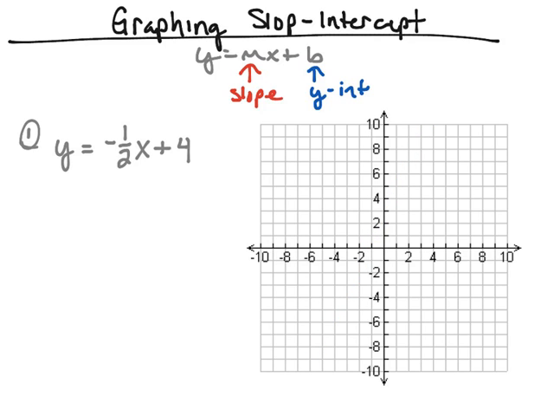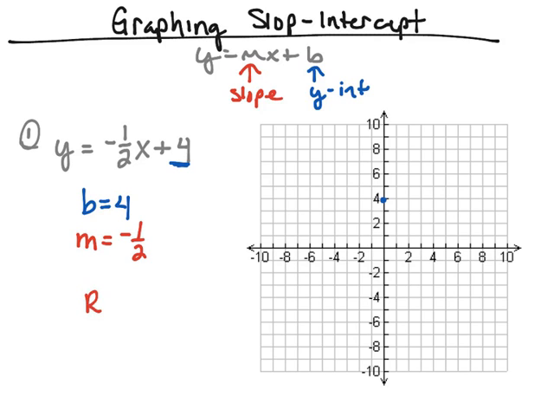Alright, here's our next example. Y equals negative 1/2 x plus 4. First thing we're going to do is start by finding the y-intercept. And that y-intercept is going to be at 4. That's this value right here. This is where I'll be starting from. The next thing I'm going to look for in my equation is the slope. And the slope for this one is negative 1/2.